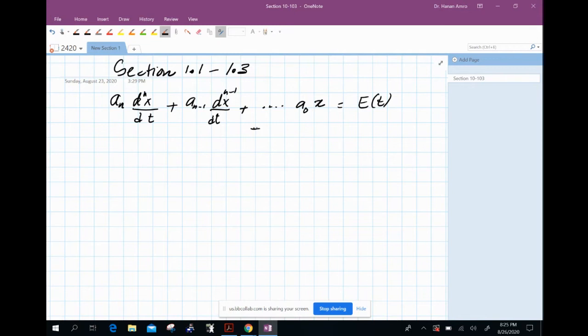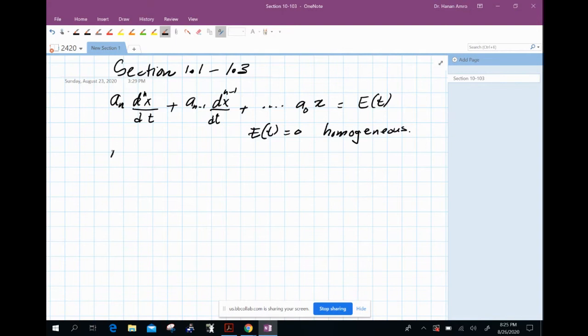Now, if e of t is equal to 0, then this will be considered a homogeneous equation. So then let's define again what we mean by homogeneous. It means the function is equal to 0. So what we want to do now is look at the differential equation and how to solve it. And I want to use the method which is called integrating factor.